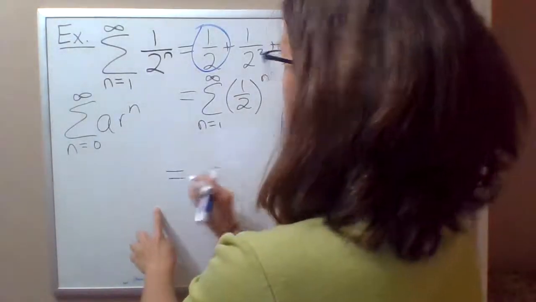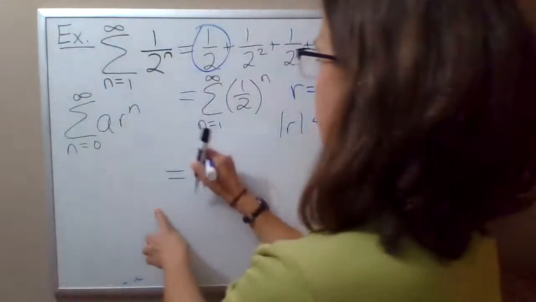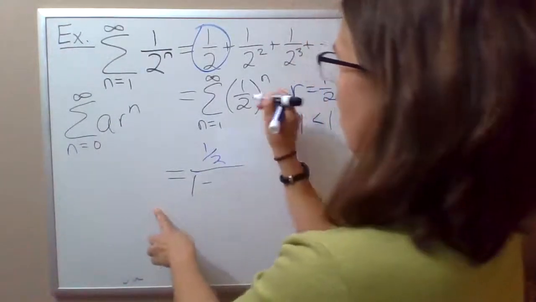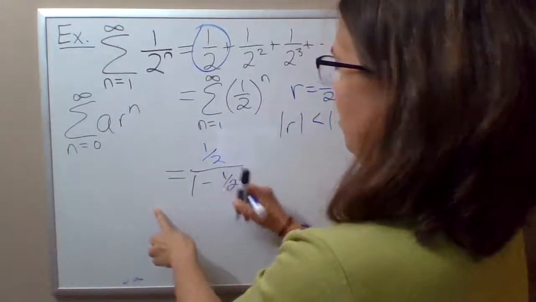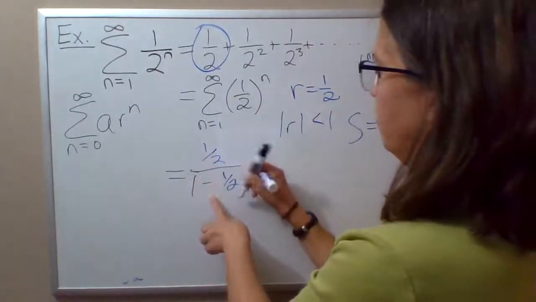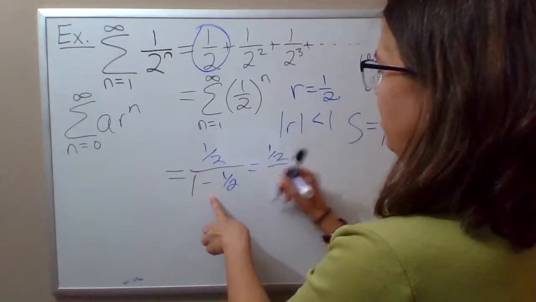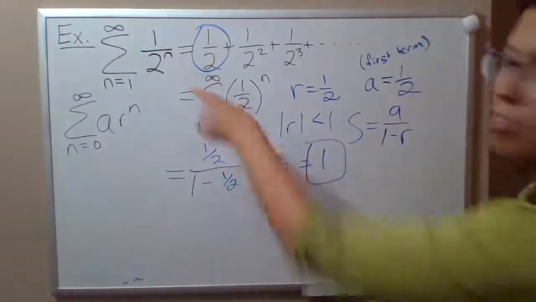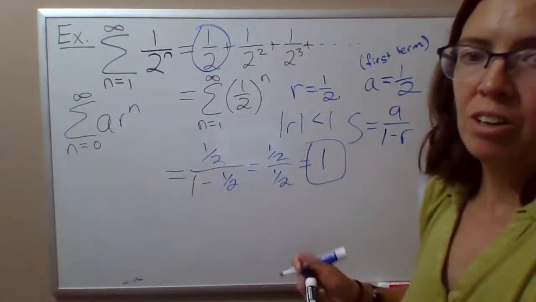So in this case, the first term I said is 1/2, over 1 minus r, where r is 1/2. So this is 1/2 over 1/2. So 1. So we've again shown that this infinite series converges to 1.